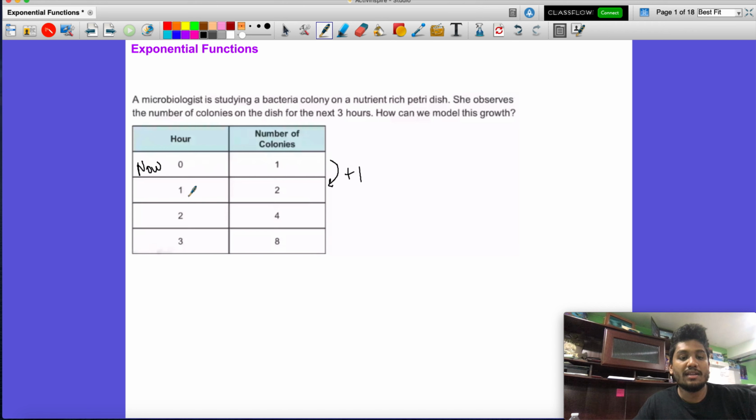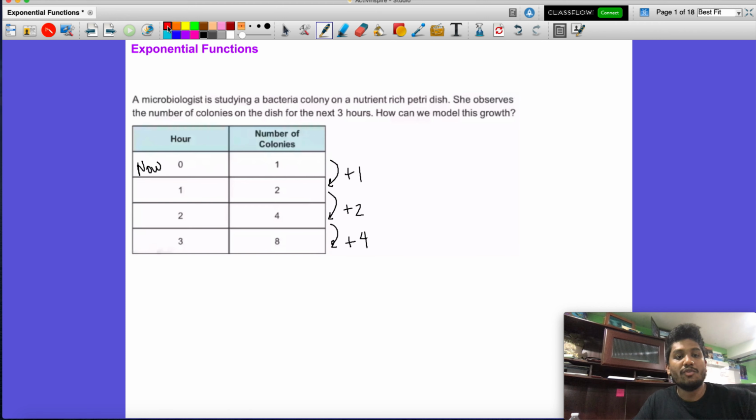And if we were to then look at 2 hours, well, now there's four colonies, right? So to go from that two to that four, we added two, okay? And then after 3 hours, there's eight colonies. So if you were to go from four to eight, that's four.